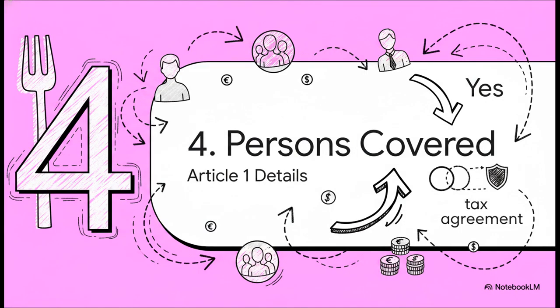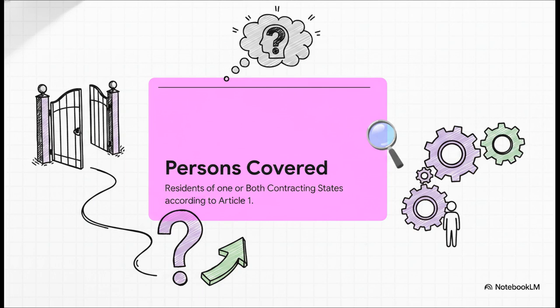Part 4. Persons covered. Article 1 details. But hey, let's jump back to the yes path, because even if a treaty does exist, our detective work isn't quite over yet. Now we have to ask, does the agreement actually apply to this specific taxpayer? To figure that out, we've got to look at the strict definition of persons covered under Article 1 of the OECD Model Convention. You can really think of this article as the vital gatekeeper.